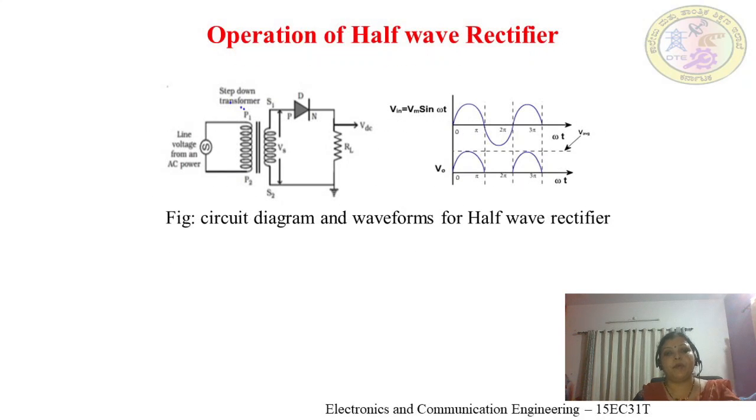Okay. Now, this is the circuitry and waveforms of a half-wave rectifier. From the circuitry, it is very clear that it makes use of an AC supply input, an AC source, which is supplying 230 volts AC input voltage with 50 hertz frequency. This AC input is supplied to the transformer.